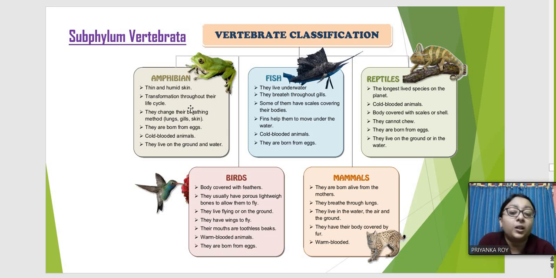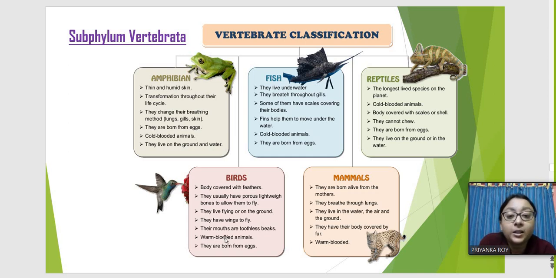Coming to amphibia, they have a thin, moist skin. They can breathe through the skin, and also they are born from eggs. They are cold-blooded and they can live both on ground and in water. Next come the reptiles, which are cold-blooded animals, but their body is covered with scales. They live on the ground or in water. They are also born from eggs.